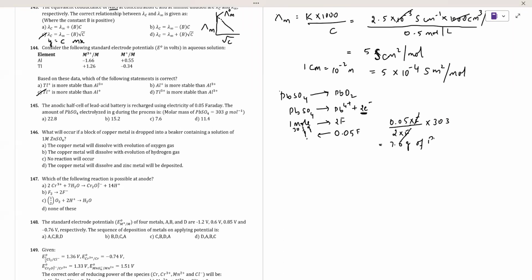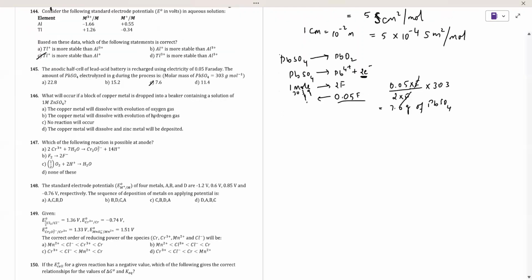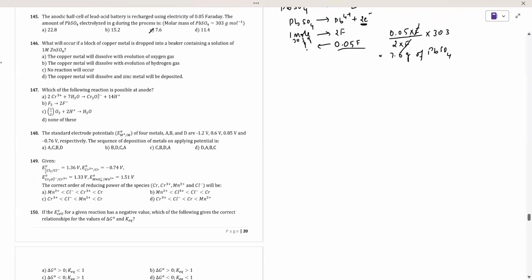of PbSO4 that can be electrolyzed when you are supplying 0.05 Faraday. Okay, so which option is correct, students? Option C is correct. Now coming to the next question.